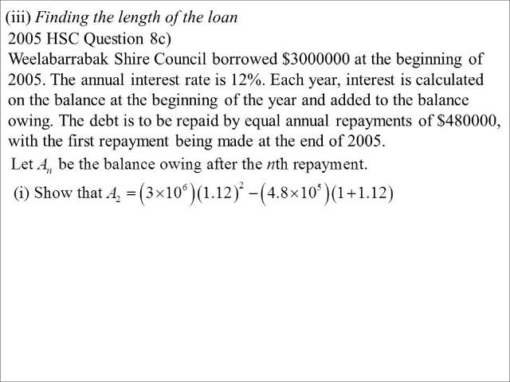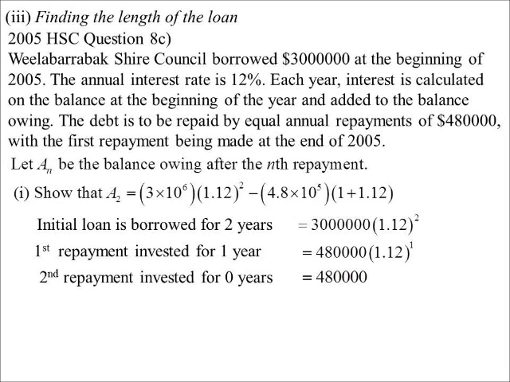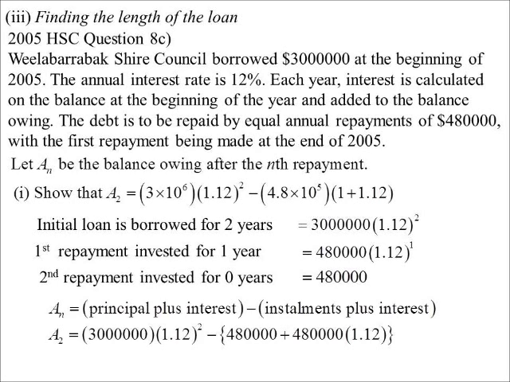They gave us a bit of help with this one in the HSC. They said, show that the amount 2 will end up being this expression here. So the amount after 2 years. The initial loan was for $3 million, but after 2 years with interest rate applied, that'll be 1.12 squared. My first repayment will simply be invested for 1 year, and then my second repayment for 0 years. So principal plus interest minus instalments plus interest. There we go. It is actually the same thing.